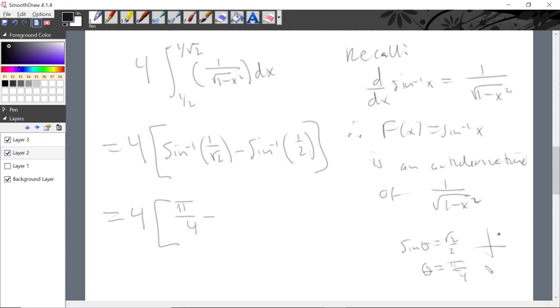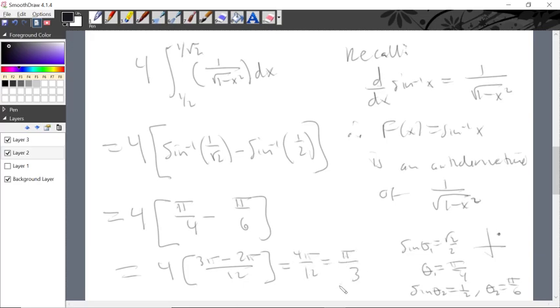Arcsine of 1/2, well, that is if the sine of theta is equal to 1/2. That also happens in quadrant 1, at theta equal to pi over 6. I'll call this one theta 1 and this one theta 2 to distinguish them from each other. So we have pi over 4 minus pi over 6, and this is times 4. Let's see, the common denominator is 12. So this is 3 pi over 12 minus 2 pi over 12, which is pi over 12, so 4 pi over 12, which reduces to pi over 3.